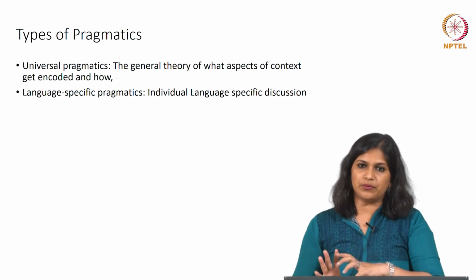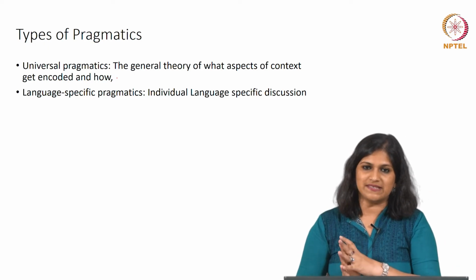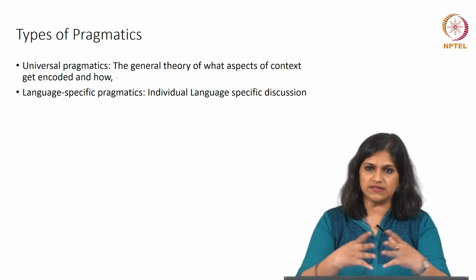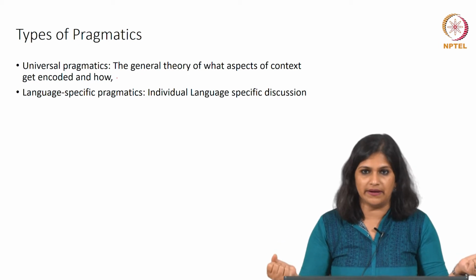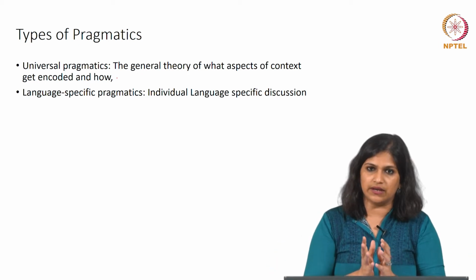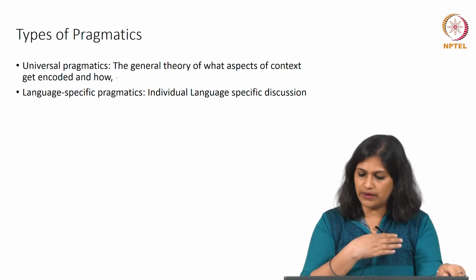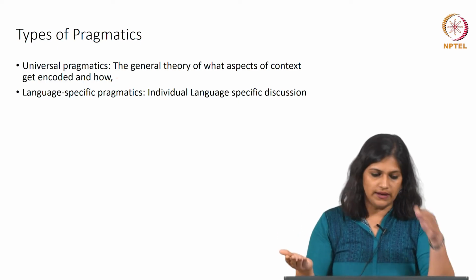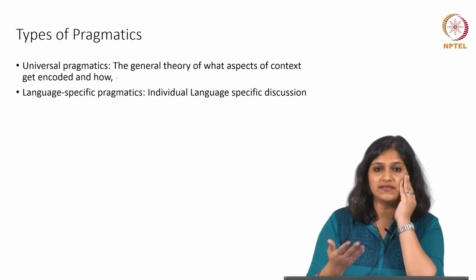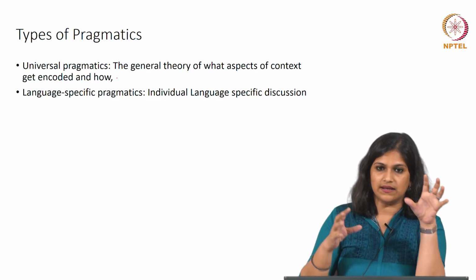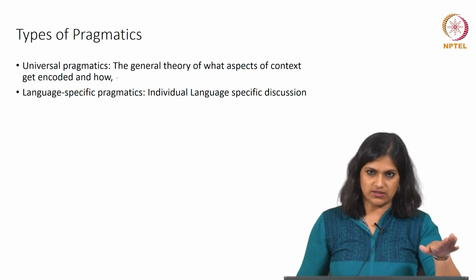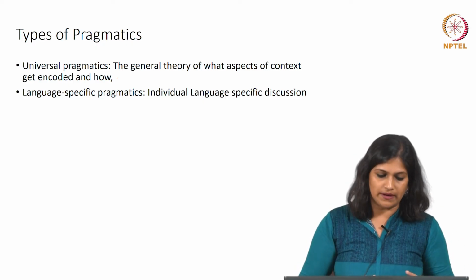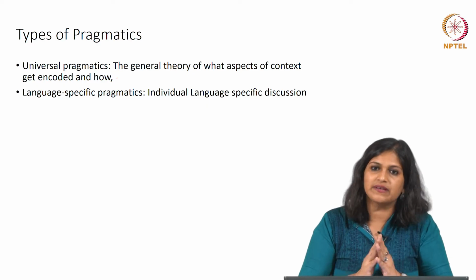So, before we approach language specific pragmatics, let us first understand what is universal pragmatics. Universal pragmatics will have a universal grammar, and then one general theory which can be applied to any aspect of context that is encoded, and we try to understand how it is encoded. That is something like language with big L, as I just mentioned. So, besides the universal pragmatics, much like universal grammar, we also have language specific pragmatics.